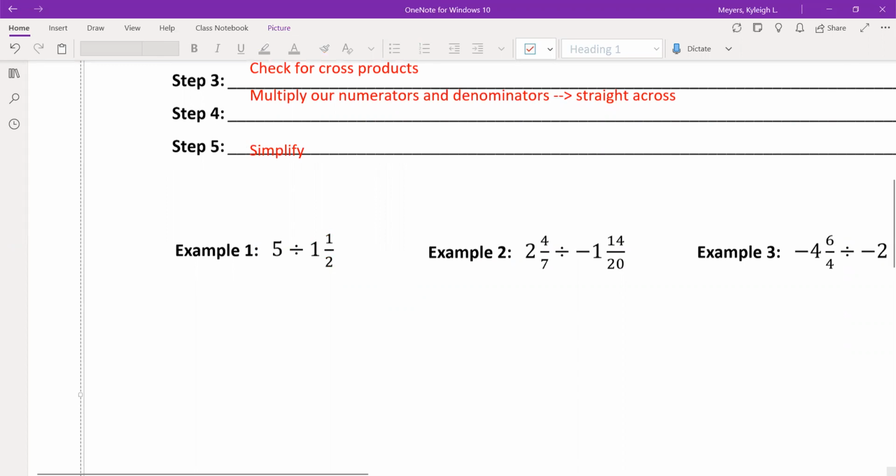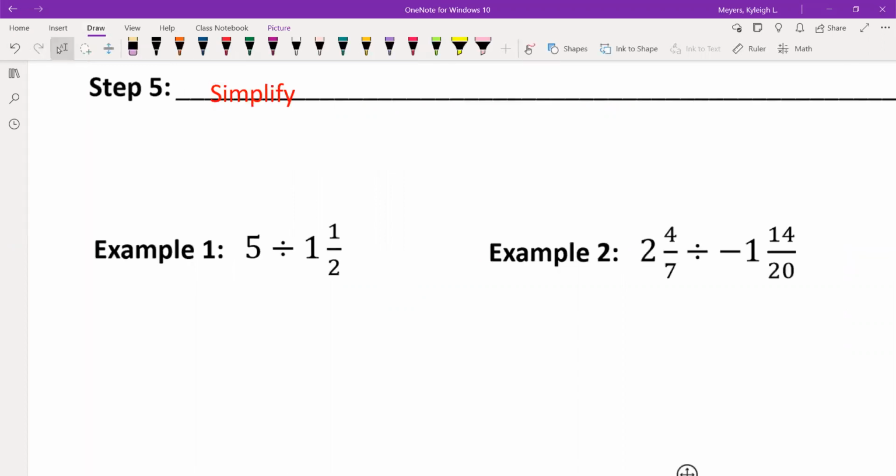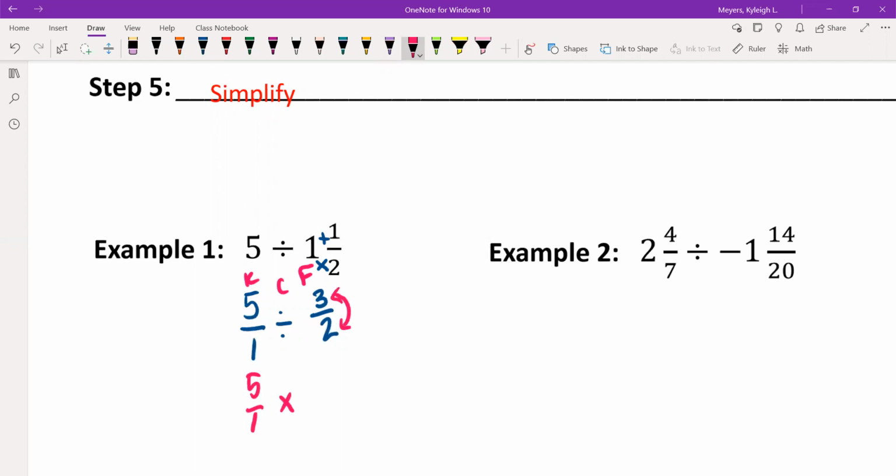First, we need to change our second one into an improper fraction. So remember, this 5 becomes 5/1. We're going to keep this division. So 2 times 1 is 2, plus 1 is 3/2. So now that we have that, we do keep, change, flip. So we keep the 5/1, change to multiplication, flip this, becomes 2/3.